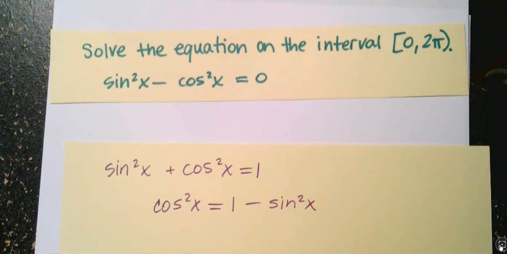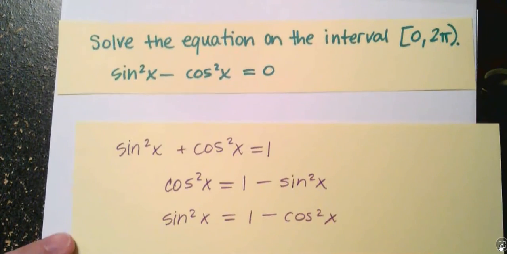Or if I subtracted the cosine squared from both sides, I would still have a true equation. So this must also be true. So really all of these are identities. All of these are things that are always true, so I can use them. So what I think I'm going to do is use this one.